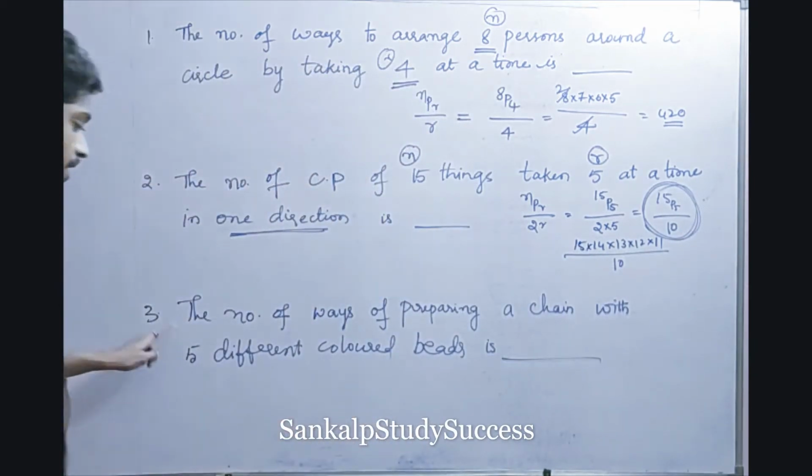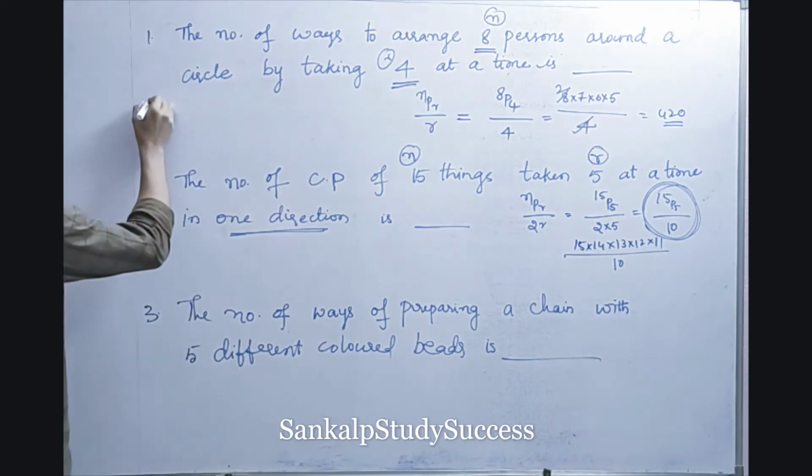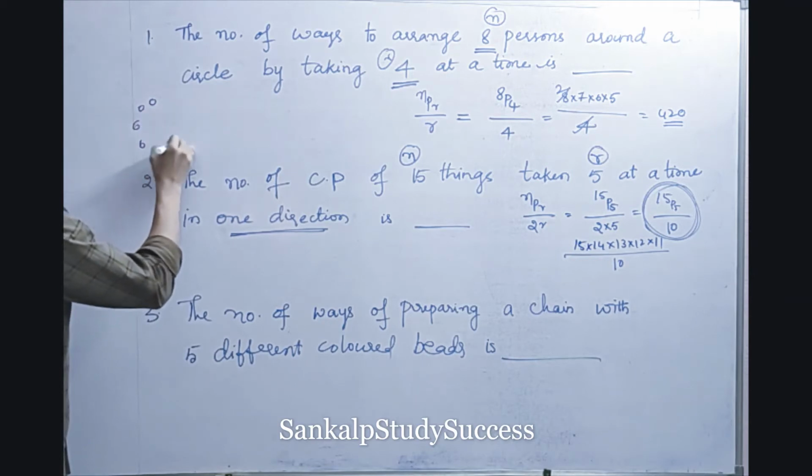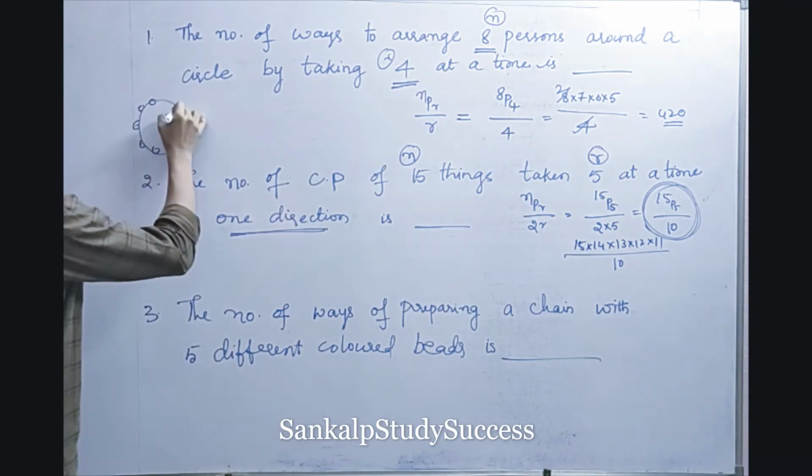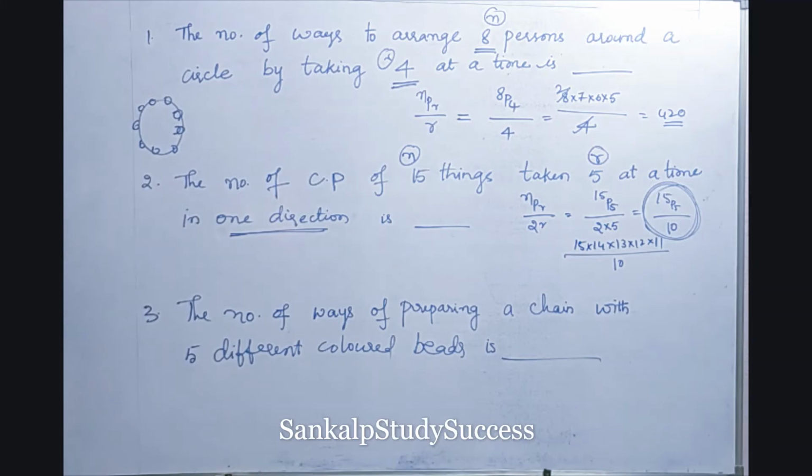Okay. Next one. The number of ways of arranging a chain with 5 different colored beads. So what is the formula for beads? All of you have chains, right, in your neck chain. This is nothing but a bead. So what is the formula?